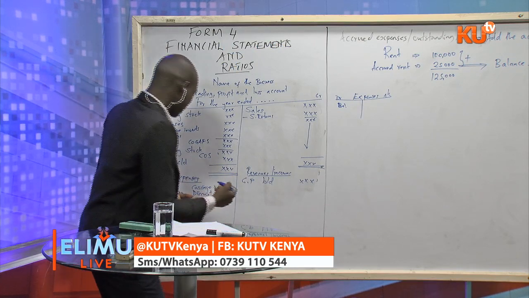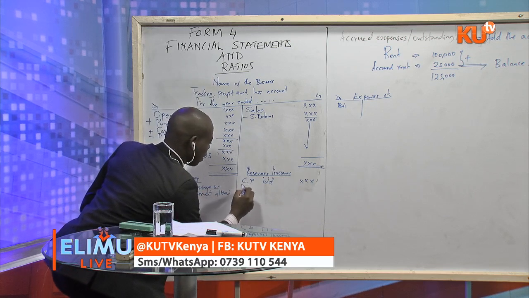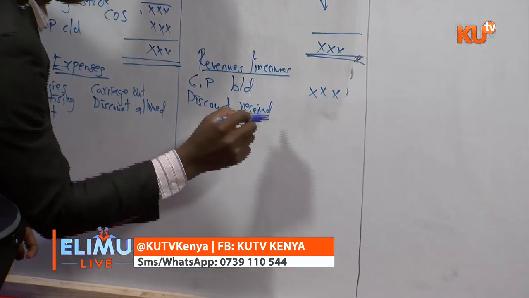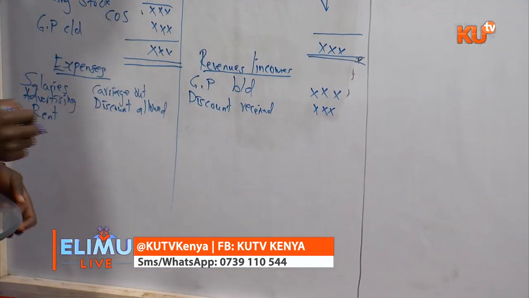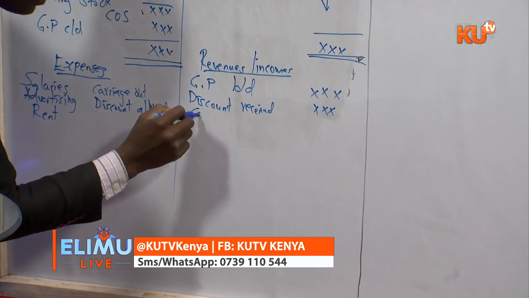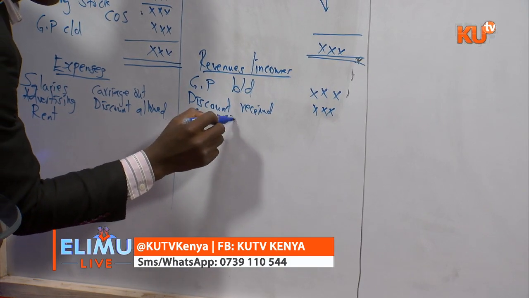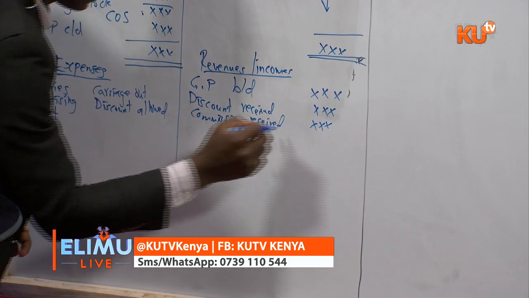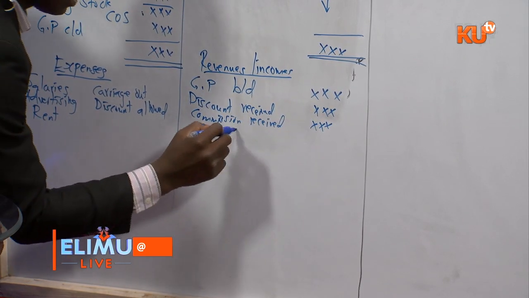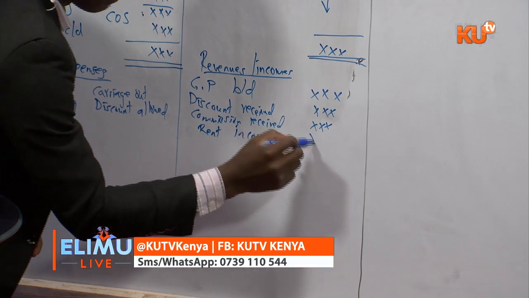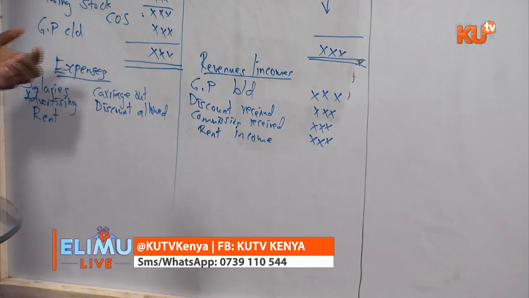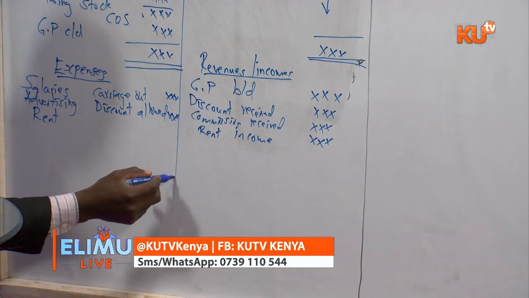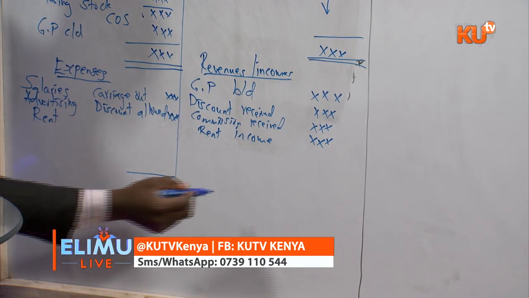So what are examples of the incomes here? We have discount received. Once we have discount received, we can talk of commission received. We can have what we call rent income, because rent could be either an expense or an income. Then once we have captured all these records, we obtain the total for each side.